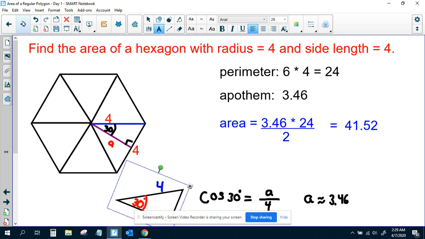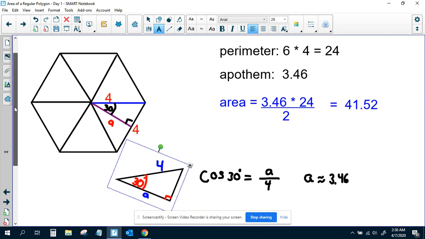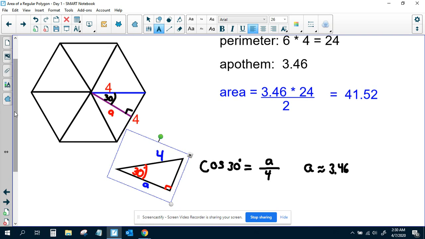Okay. Alrighty, so it looks like we have both pieces of information that we need now. We have our perimeter, we have our apothem. We can plug those into our formula here. So our area is going to be 3.46 times 24 divided by 2. And that's going to give us approximately 41.52 units squared.